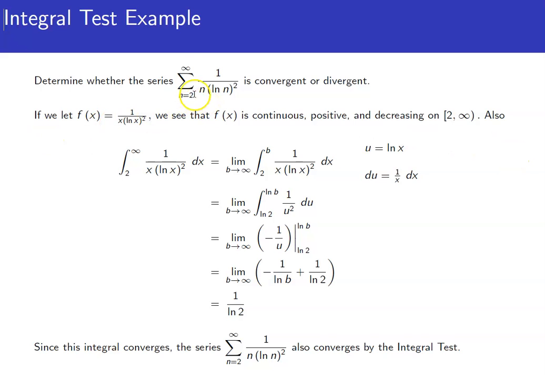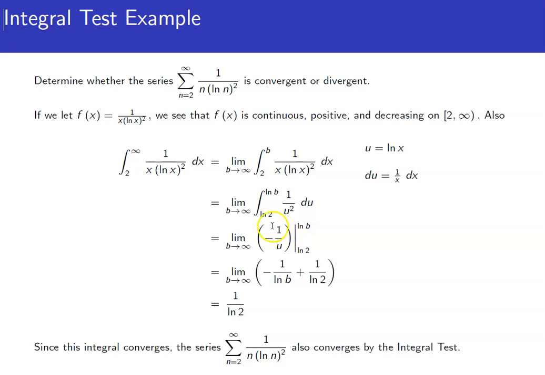Notice in this case the series goes from 2 to infinity because we don't want to plug in 1 for n here, because that would give us a 0 in the denominator. But as long as our x is 2 or greater, certainly here we're not going to get any negative numbers, so it'll be continuous. We're not going to get any zeros in the denominator, so it'll be positive. And certainly as x gets bigger, both x and log x get large, so this whole thing will get small. So it's continuous, positive, and decreasing on the interval from 2 to infinity.